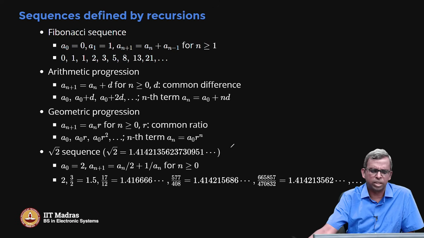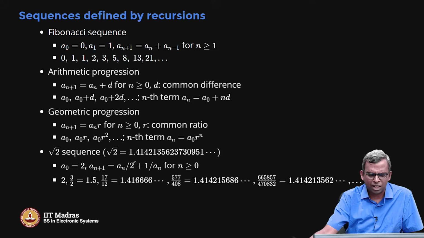Now, what is this root 2 sequence I am talking about? It starts with 2, a0 is 2, okay, and then I do this complicated looking recursion, but not that complicated. No? You can evaluate this. This is not very hard. a(n+1), the next value in the sequence, is the previous value divided by 2, an by 2, plus 1 by an. Okay, hope you got that. So, this is what I do to every an to get a(n+1).